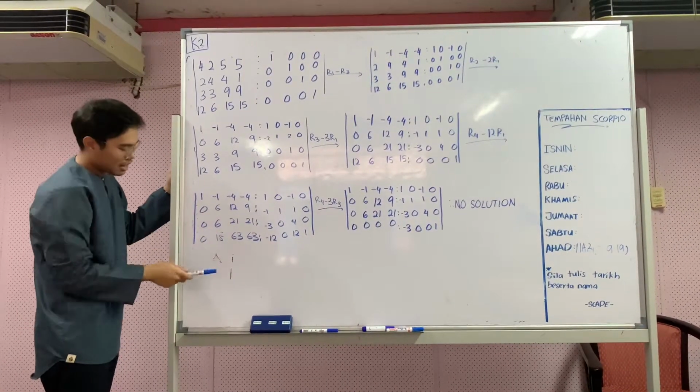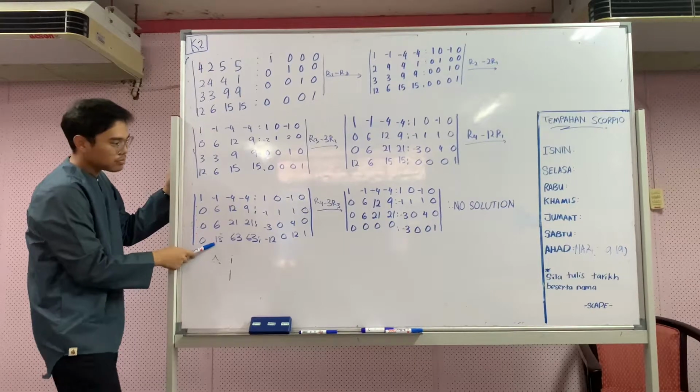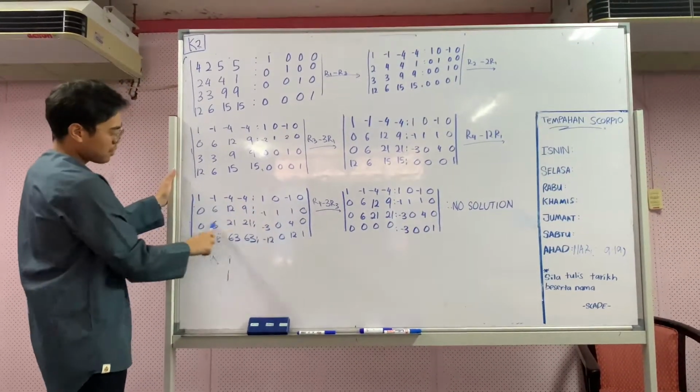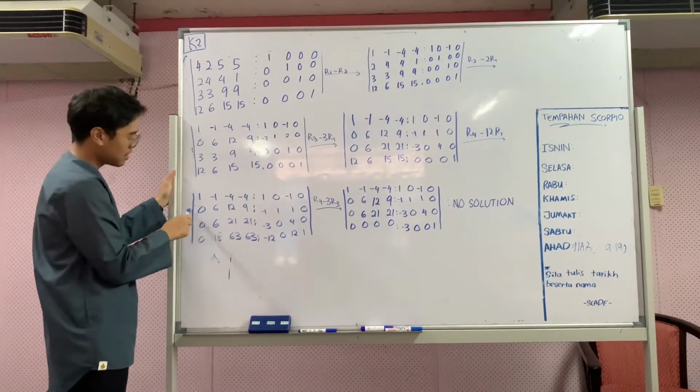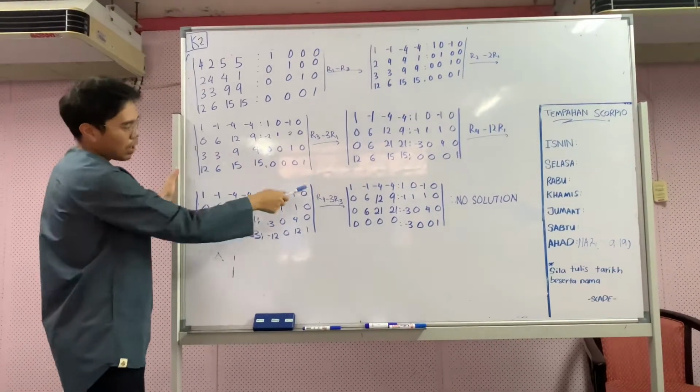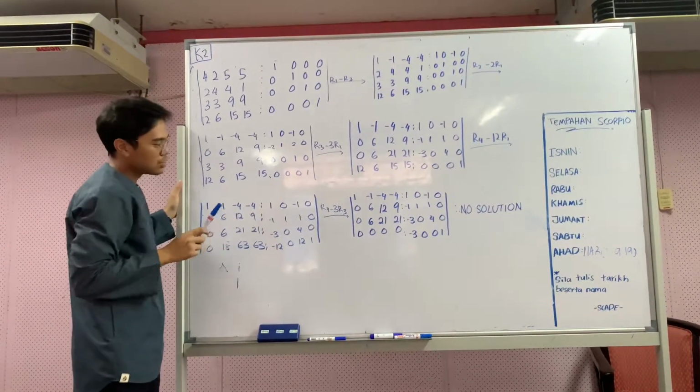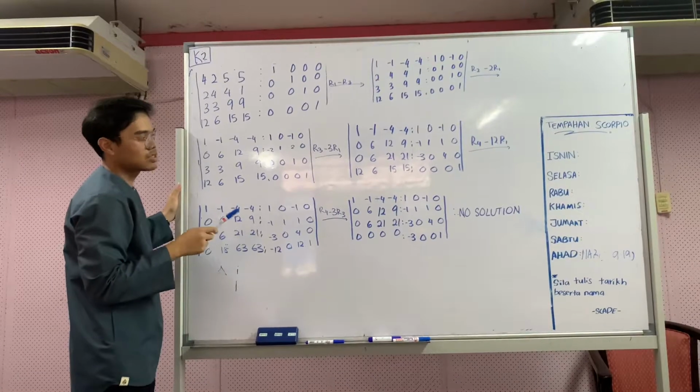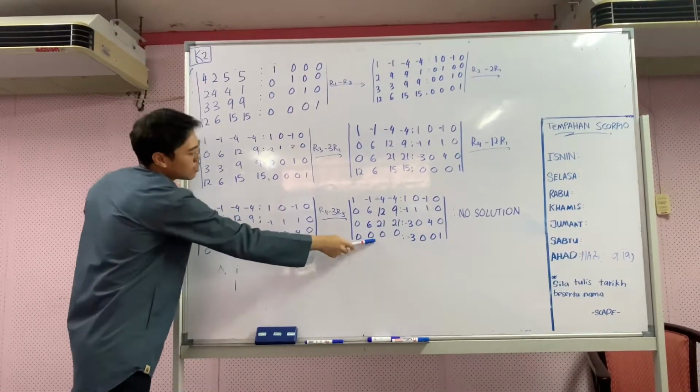And I want to get this 18 to become 0 also. So what I do is R4 is subtracted with 3R3, which gives me 1, negative 1, negative 4, negative 4, 0, 6, 12, 9, 0, 6, 21, 21, and 0, 0, 0, 0.